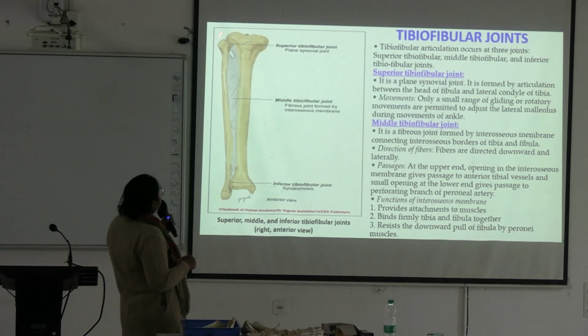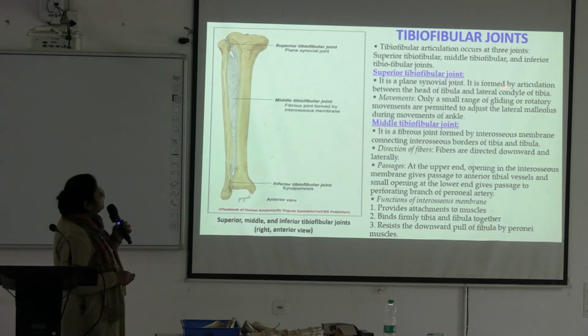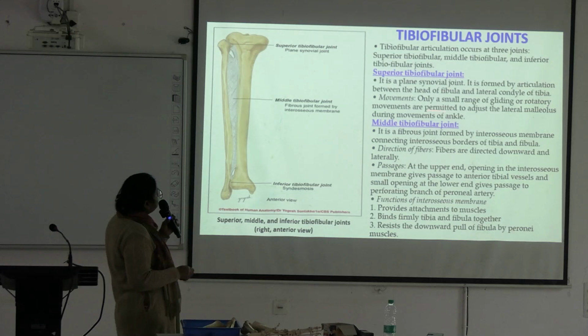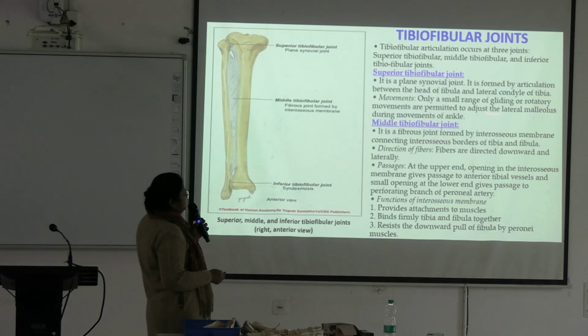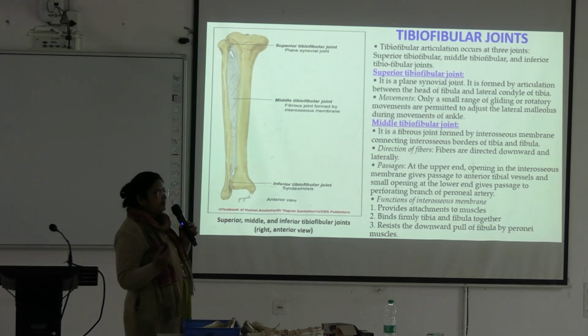The superior tibiofibular joint is a plane synovial joint, and it is formed by articulation between the head of the fibula and the lateral condyle of the tibia. Only a small range of gliding or rotatory movement is permitted, to adjust the lateral malleolus during movement of the ankle.